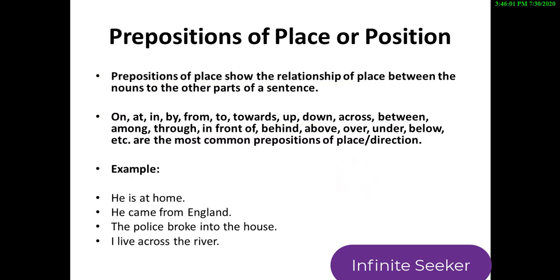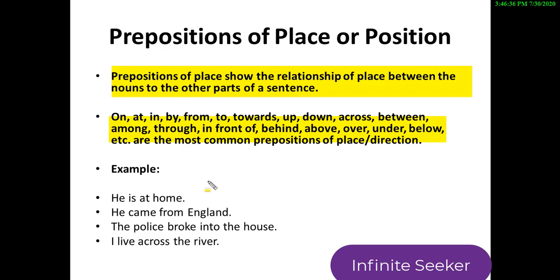So, prepositions of place or position. The prepositions of place show the relationship of place between the nouns and the other parts of a sentence. For example, on, at, in, by, from, to, and the words up, down, across, between, among, through, in front of, behind, above, over. So these all come under prepositions of place or position.